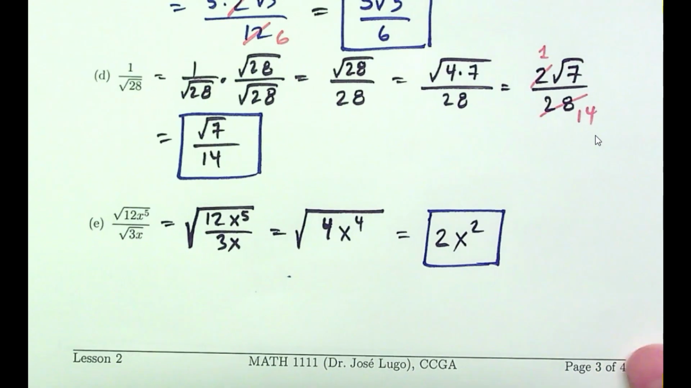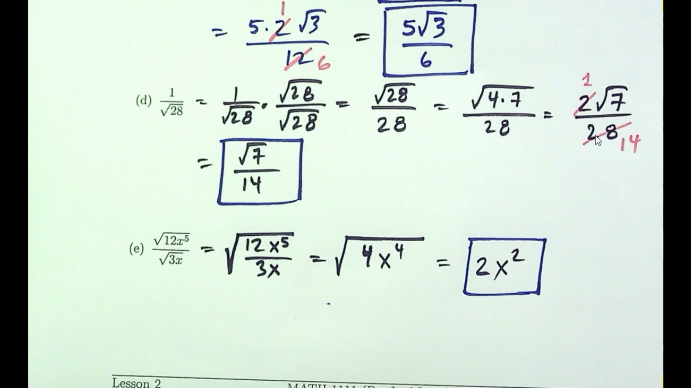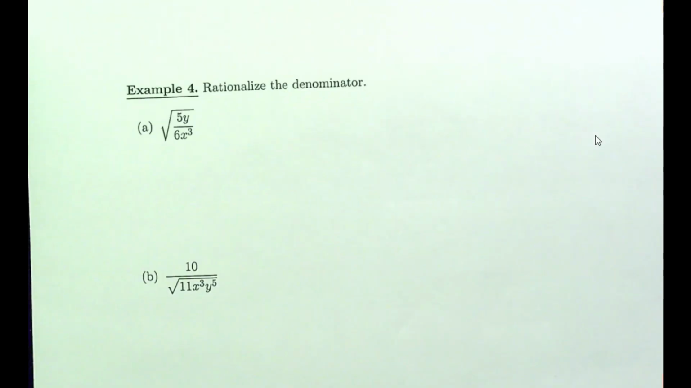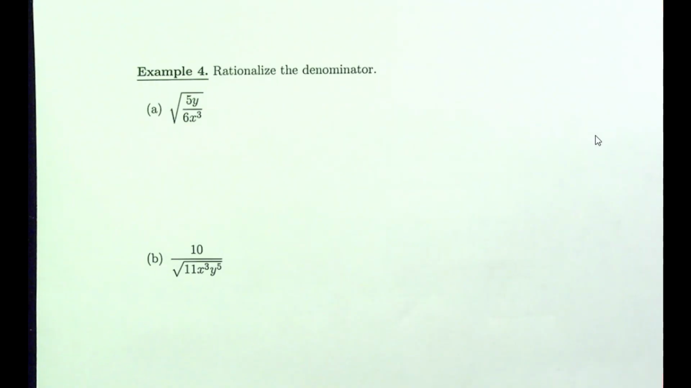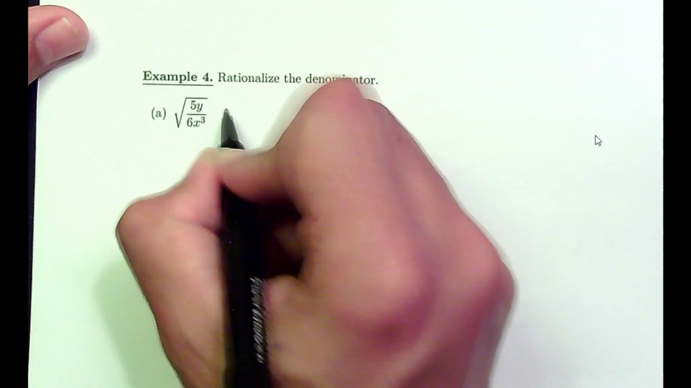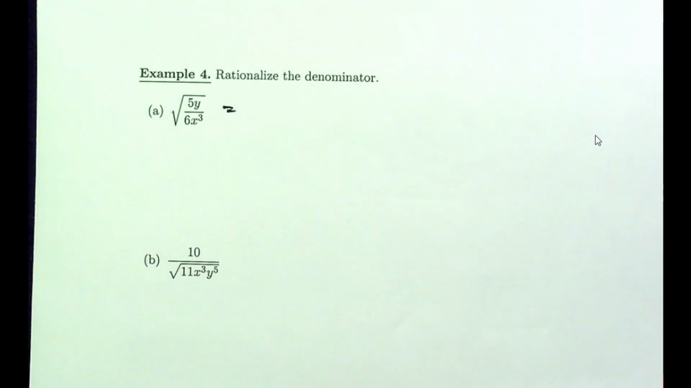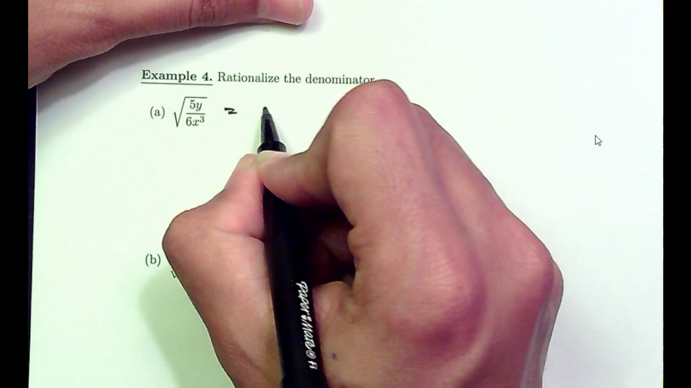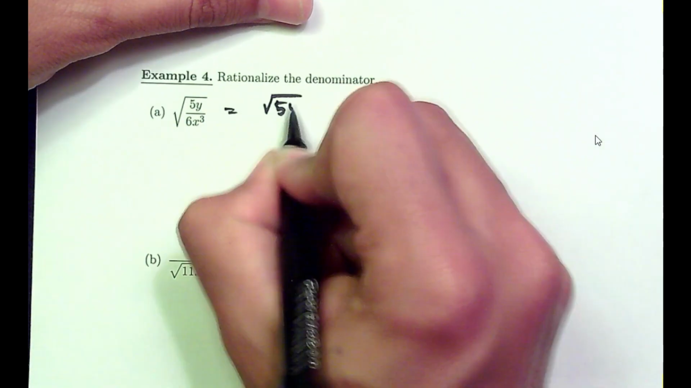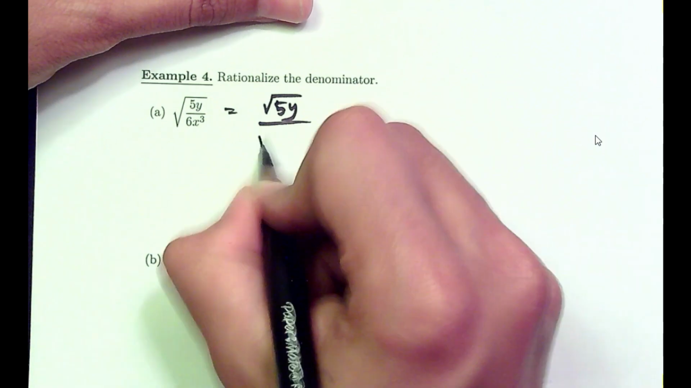So now let's do a few more. Let's try this one. Rationalize the denominator. Okay, so this one is the square root of a big fraction. So we're going to use the property that I just used but in the other direction. Distribute the square root. So this is the square root of 5y, the square root of the top, over the square root of the bottom.